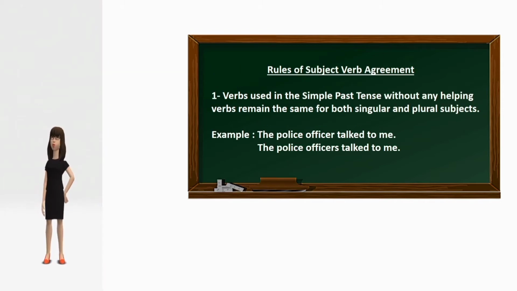There are a few rules of subject-verb agreement, which we will study one by one. First rule: verbs used in the simple past tense without any helping verbs remain the same for both singular as well as plural subjects. For example, the police officer talked to me. Let's see another example. The police officers talked to me. As you can see, in the first sentence, police officer is a singular noun, but in the second sentence, police officers is a plural noun. But in both these sentences, we have used the same verb, talked.